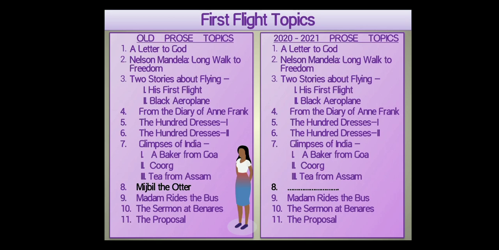Now this is the index of your First Flight book. The old index, or the current index, looks like this. For this year, just for this year, topic number 8, which is the author's, is deleted. Just mark down with a pencil that this topic is deleted.